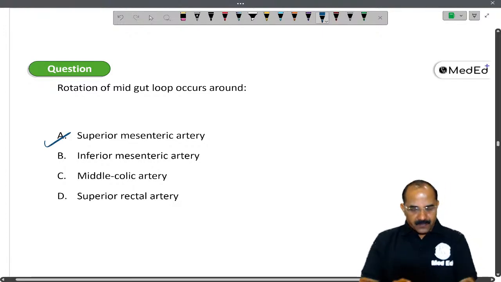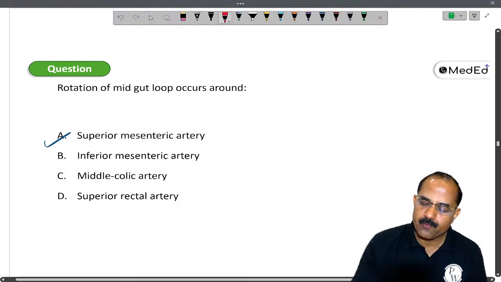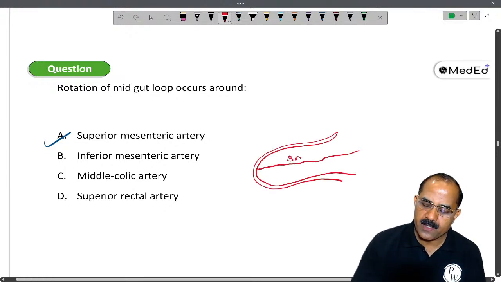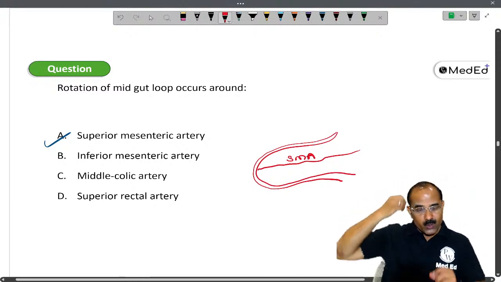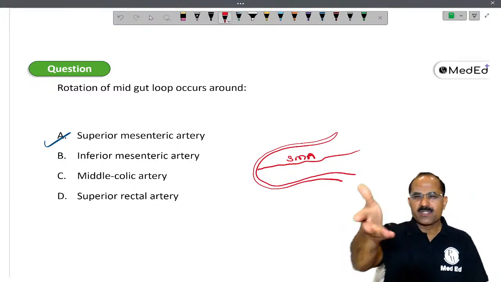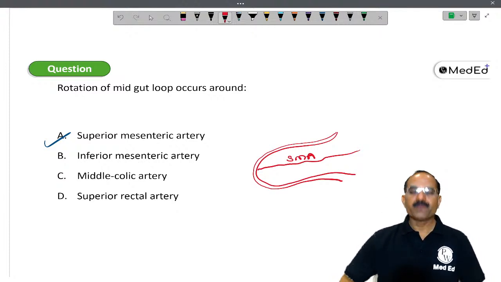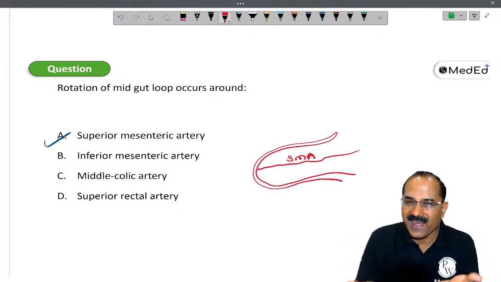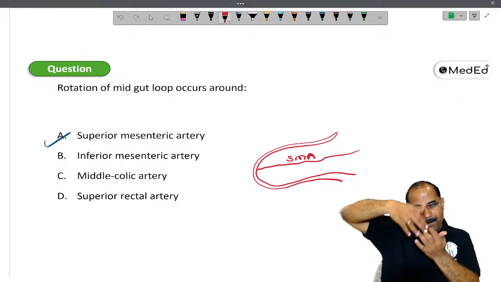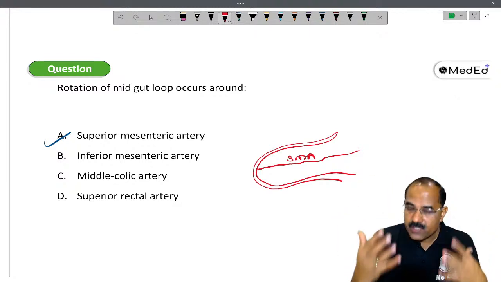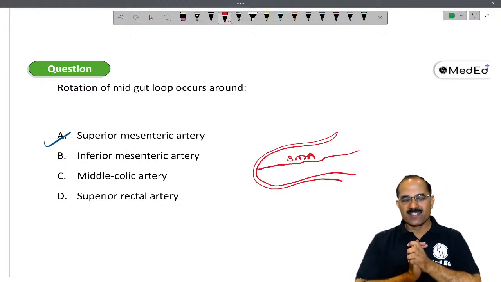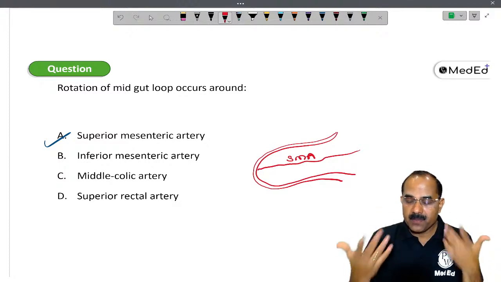Very good. So this is a loop of midgut like this, and who comes with it? That's the superior mesenteric artery. The superior mesenteric artery comes along with the midgut loop, because it is going to supply the midgut. This is known as a hernia, and this hernia is going to come back. ये वापस आएगा abdomen के अंदर. So this is what we call a physiological hernia. So when does the herniation begin?